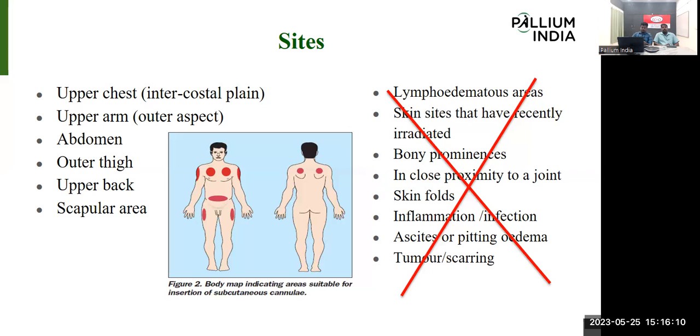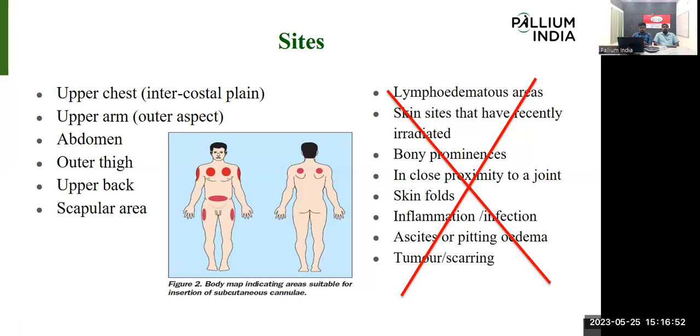Then skin folds. In obese patients there will be skin between the foldings. So in skin folds, when we prick, we cannot ensure it is in the subcutaneous site. Maybe it will be superficial. So we need to avoid the skin folds. Then any sign of infection or inflammation, we also need to avoid. If we choose the umbilical region for the subcutaneous injection and the patient is suffering with ascites, we need to avoid it, because with ascites there will be no absorption. So we need to avoid it.